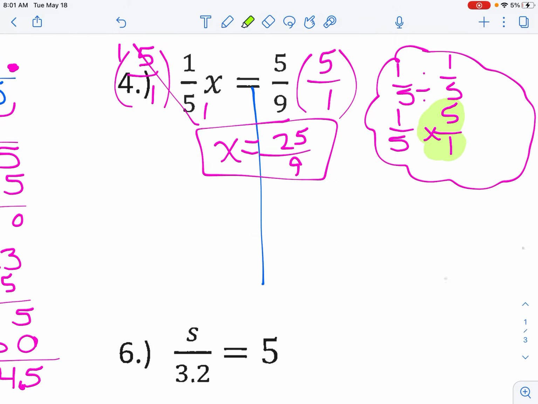Now I'm going to substitute. So I'm going to rewrite this equation. But instead of saying 1/5 times x, now I'm going to say 1/5 times 25 ninths equals 5 ninths.